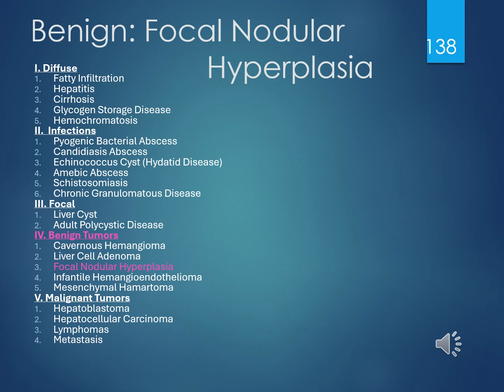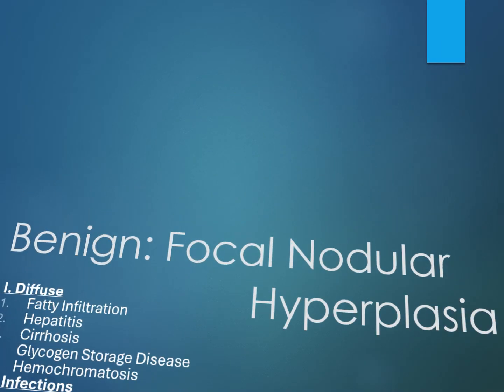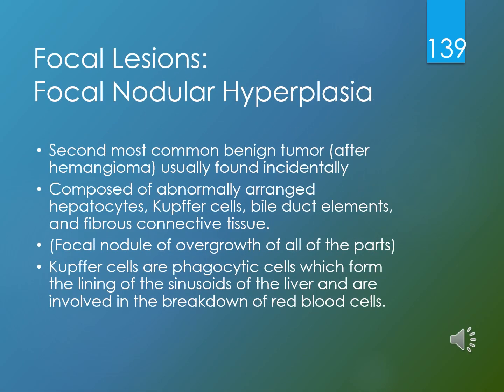Time to get more in depth with our benign tumor, focal nodular hyperplasia. Focal nodular hyperplasia is the second most common benign tumor after hemangioma. It's usually also found incidentally. It's composed of abnormally arranged hepatocytes, Kupffer cells, remember those phagocytes, bile duct elements, and fibrous connective tissue. So it's basically an overgrowth hyperplasia in a nodule form, nodular, then it's focal in one spot. Focal nodular hyperplasia is going to have all of the parts.